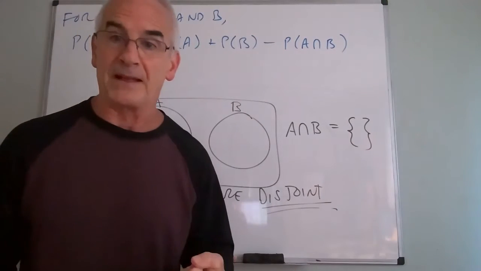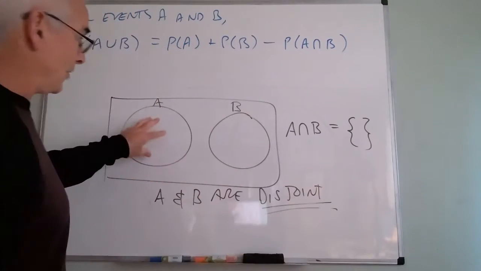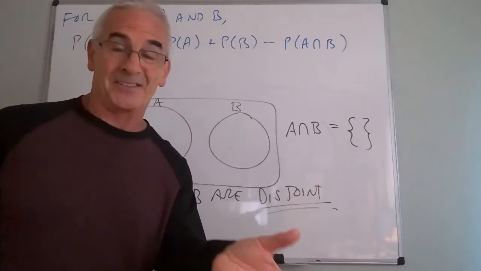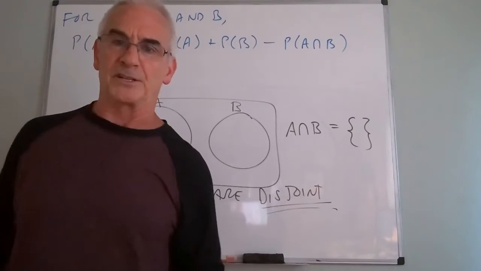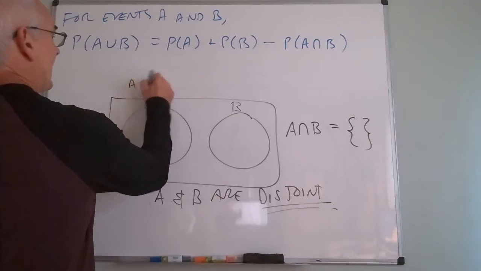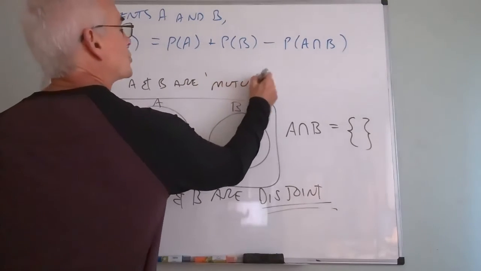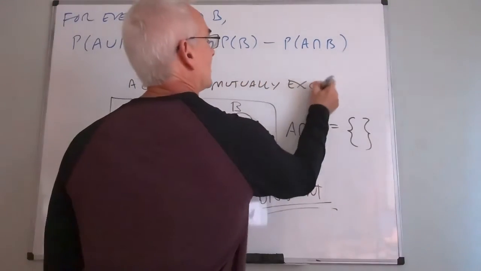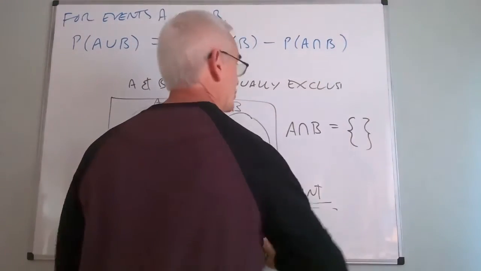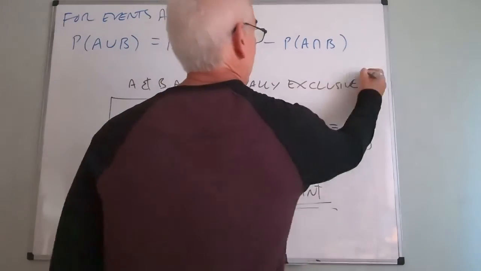If A and B are events that have no common outcomes, I listed all the outcomes of A, I listed all the outcomes of B, so I'm not thinking of them as just sets. Now I'm thinking of them as part of a probability experiment. Then we'd say that A and B are mutually exclusive. Mutually exclusive events.